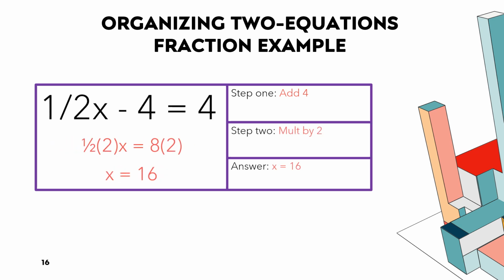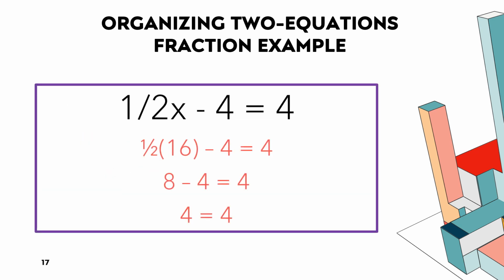For step 2, I will multiply both sides of the equation by 2. Since 2 times 1/2 is 1, I am left with 1x on the left side of the equation. The 1 is understood, which is why we don't write it. On the right side of the equation, I multiply 8 and 2, which is 16. The final answer is 16. We will check it in the next slide.